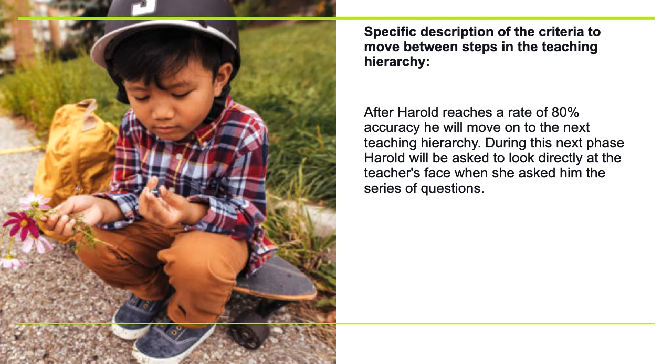Specific description of the criteria to move between steps in the teaching hierarchy. After Harold reaches a rate of 80% accuracy, he will move to the next teaching hierarchy. During this next phase, Harold will be asked to look directly at the teacher instead of the education assistant's face when she asks him the series of questions.